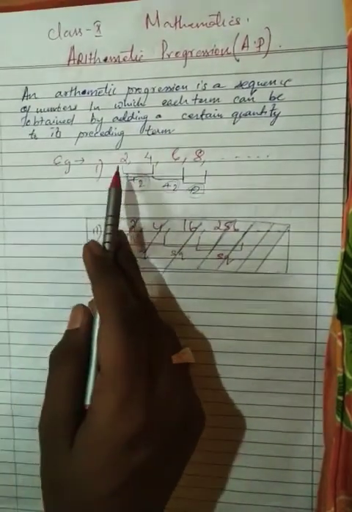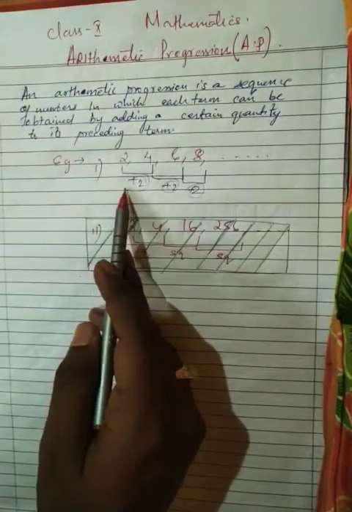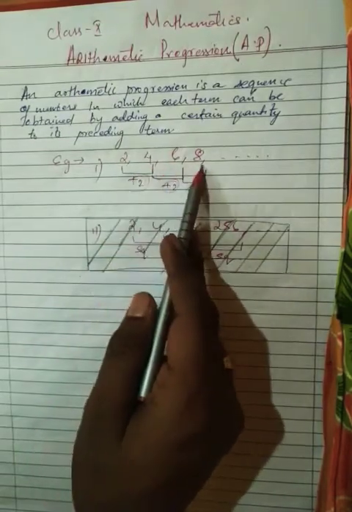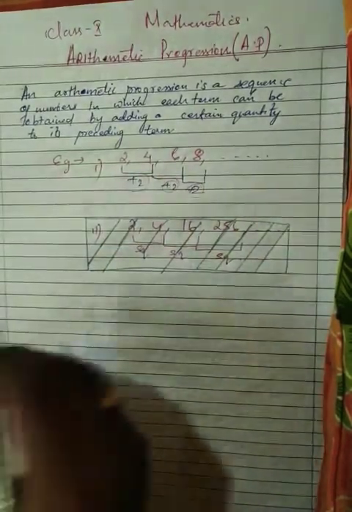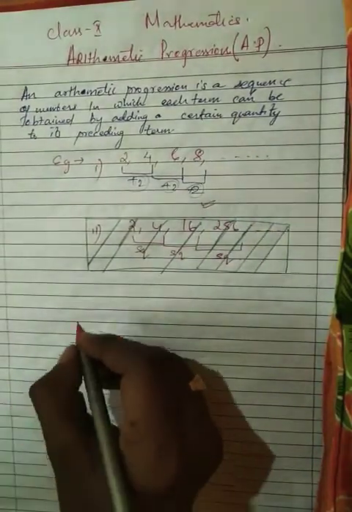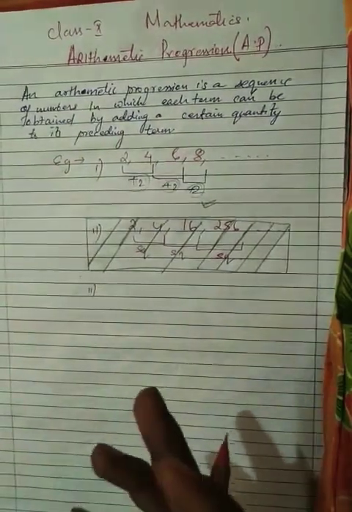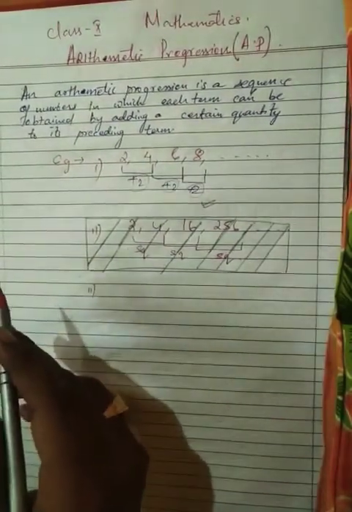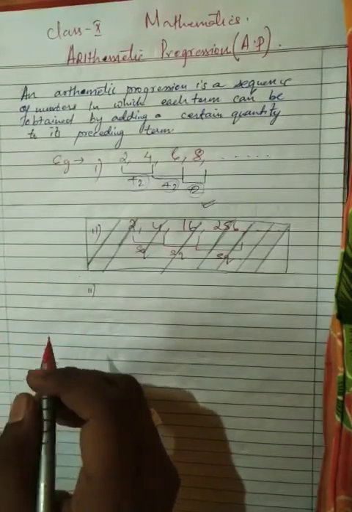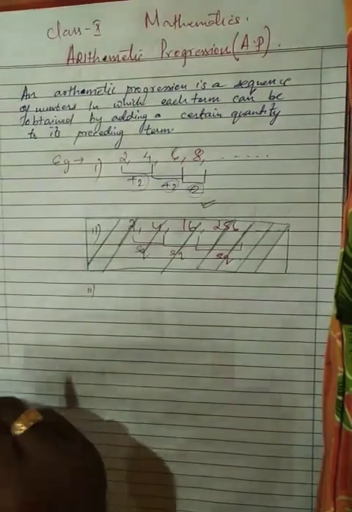Let's say we take this example: 2, 4, 6, 8. The next term we are getting by what? By adding 2 to the previous term. 6 we get by adding 2 to the previous term. 8 we get by adding 2 to the previous term. Clear? So this type of sequence is called an arithmetic progression, if we add a certain number to the preceding term. This is your AP series or arithmetic progression. Understood?